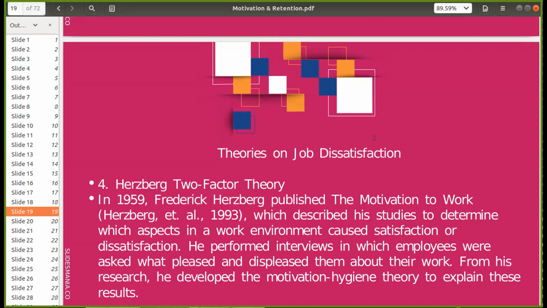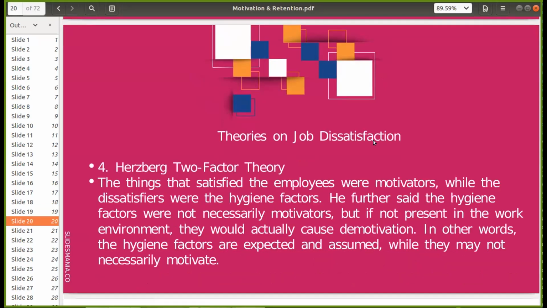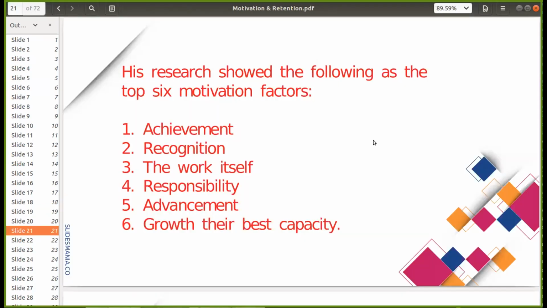So, ang ginawa ni Herzberg, nag-interview siya ng mga employees at tinanong niya kung ano yung nakakapag-please at displease sa kanila about their jobs or work. So, sa research na yon, na-conclude niya at na-develop niya ang motivation hygiene theory to explain the results. So, sa research niya, meron tayong top 6 motivation factors.